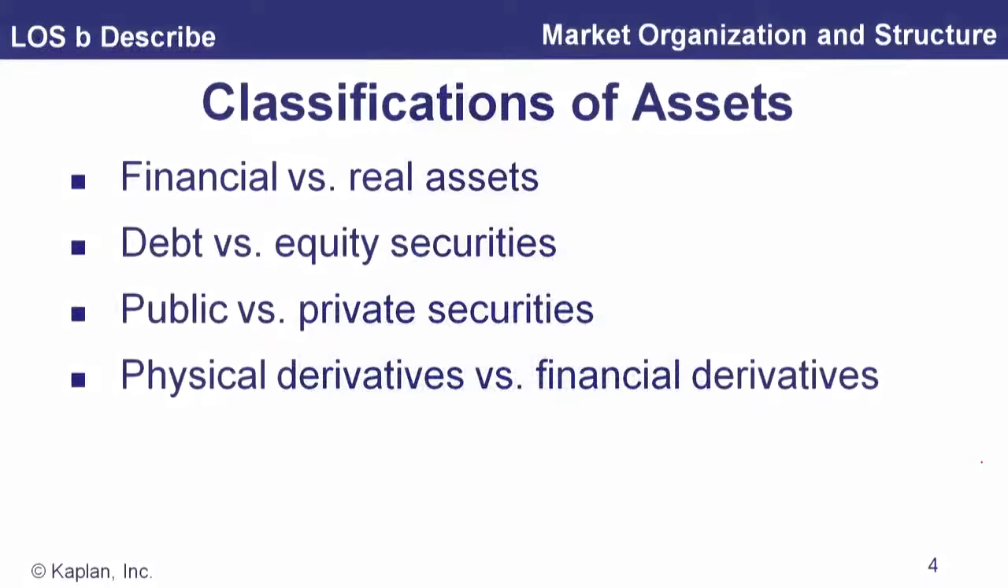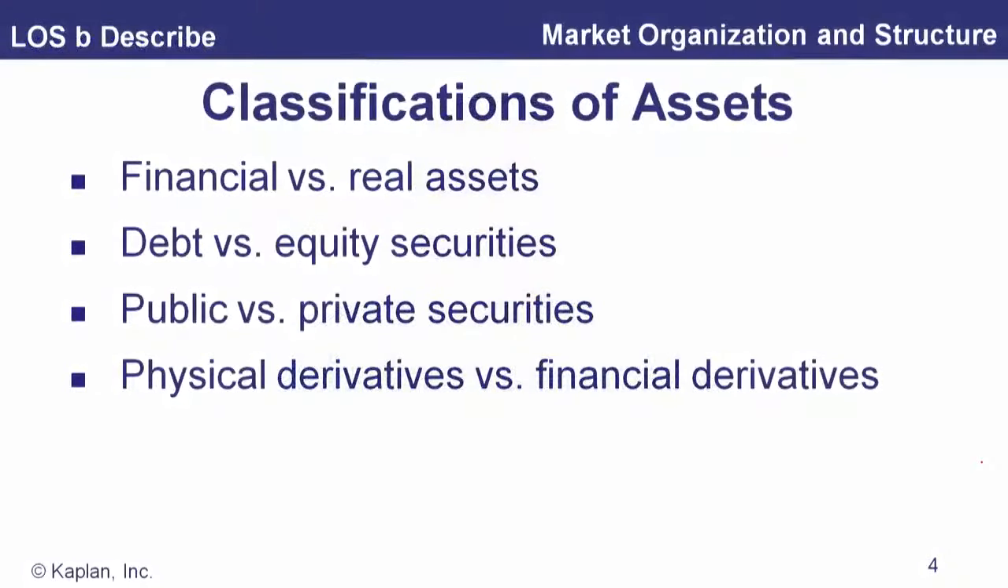Some more definitions here: financial versus real assets. When we're talking about stocks, bonds, any types of securities, these are all financial assets. Real assets have a physical presence, so gold is a real asset. A factory is a real asset. A hydroelectric plant is a real asset.